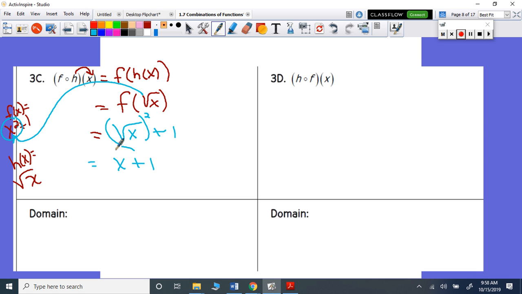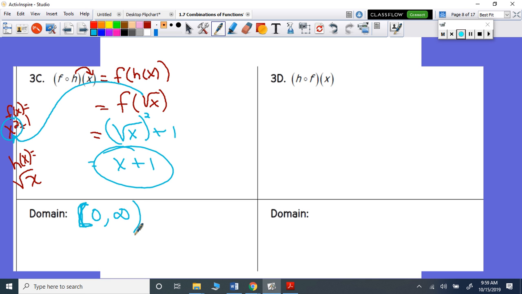Now, this has no restrictions for the domain, but at some point we had something we had to consider. Since it was a radical, I have to say that our domain is all positives. Since at some point in the problem we had something that needed a restriction, that's going to be our domain. Okay. Let's skip 3D and go to 3E.